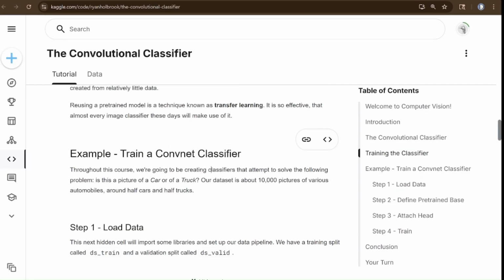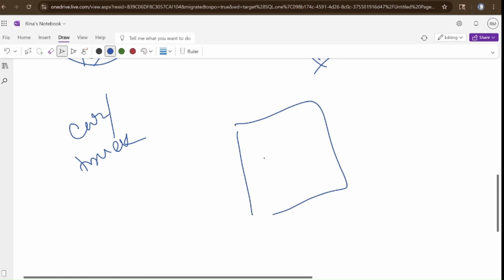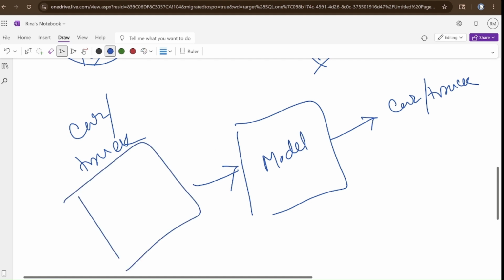Okay. Now example, train a convnet classifier. So now our main job starts. Let's say we want to know whether any image is of a truck or of a car. So we have to create a model that will take the image and classify whether it is a car or a truck. That is your job. Okay. Now what you have to do? You have to provide so many images, whatever you can, let's say 10,000 images, right? So first you have to give 10,000 images.